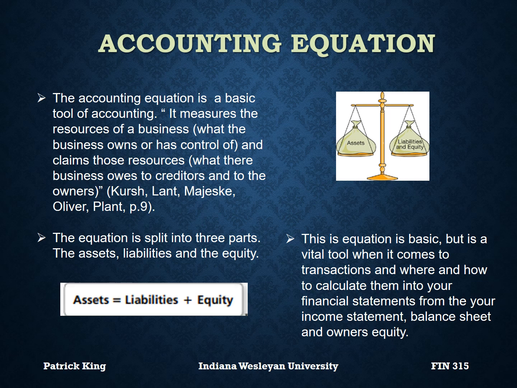The accounting equation is a vital part of it because it's a basic tool of accounting. It measures the resources of a business and the claims on those resources, of what the business owns and owes its creditors. The equation is split into three parts: the assets, liabilities, and equity. As you can see, when you determine this equation, the liabilities and equity will always balance out with what you have in assets. This is an important part when it comes to analyzing a transaction and you start looking over your financial statements.